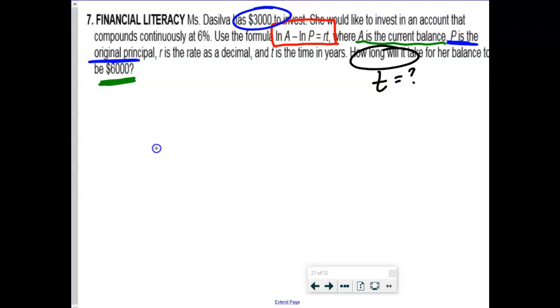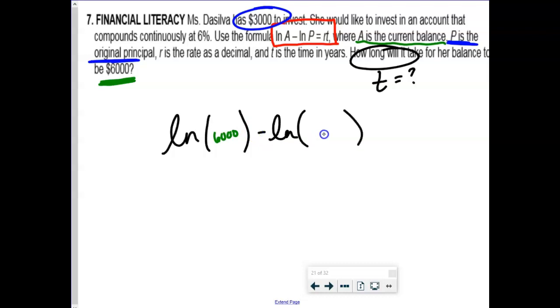Here we go. What's this ln thing, Mrs. Abruzzo? All right, natural log of A, which we decided was 6,000, minus the natural log of your initial principal, which is 3,000, and it equals r times t. Now, I think they did tell you rate somewhere in here, 6%. So write that as a decimal, 0.06, and then we don't know t.